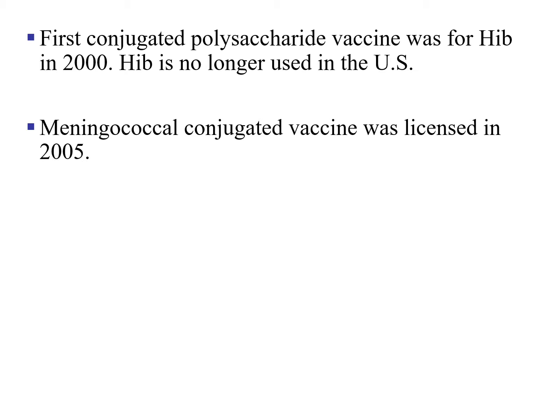The first conjugated polysaccharide vaccine was for the Haemophilus influenzae, Hib, and this was in 2000. Unfortunately, Hib is no longer used in the United States. We also have meningococcal conjugated vaccine that was licensed in 2005.